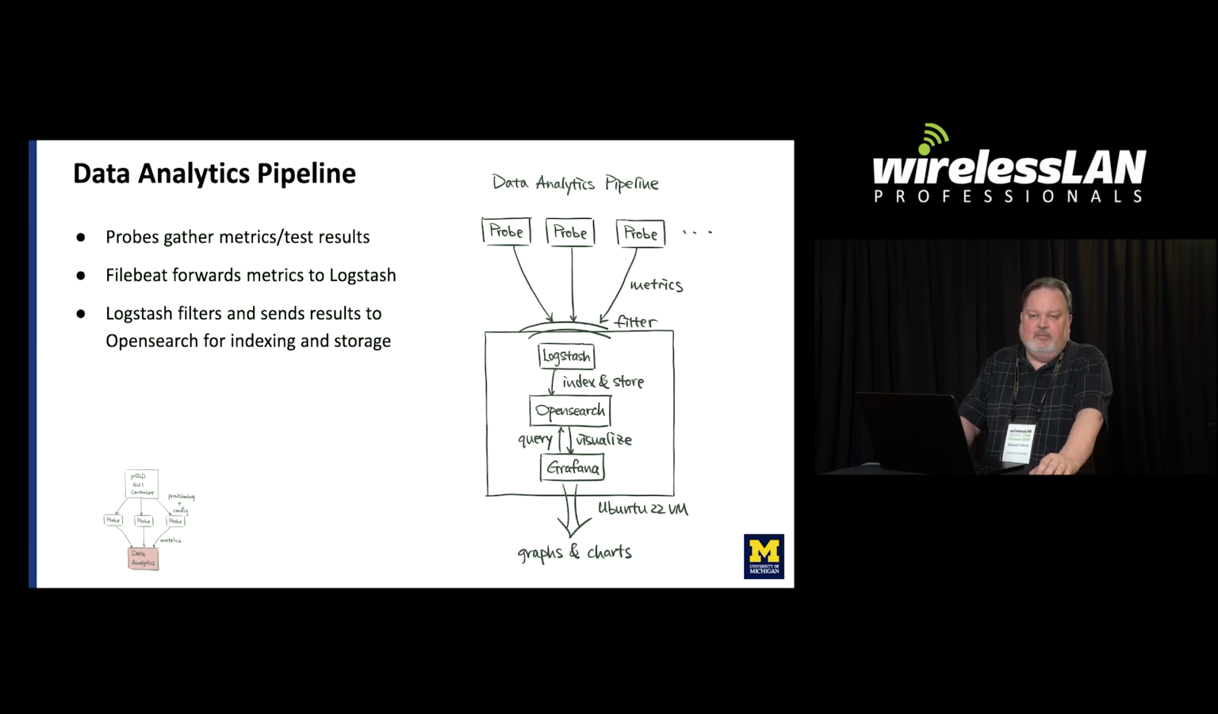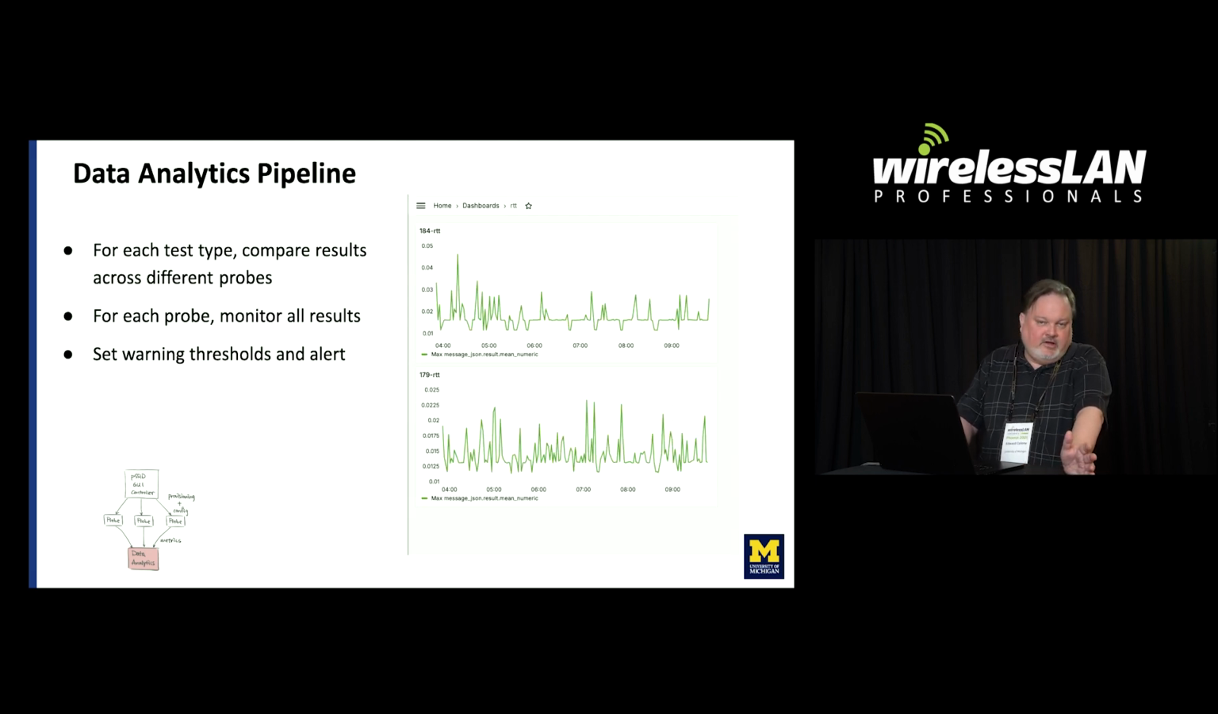The data analytics pipeline, we use FileBeat on the Pis to forward syslog messages to our Logstash, OpenSearch, Grafana stack, where Logstash filters the results, OpenSearch stores them, and then we use Grafana for data analysis on them. This is a quick screenshot, which is showing you a view of our Grafana dashboard showing round trip times between a couple of the Pis that we have in our lab.